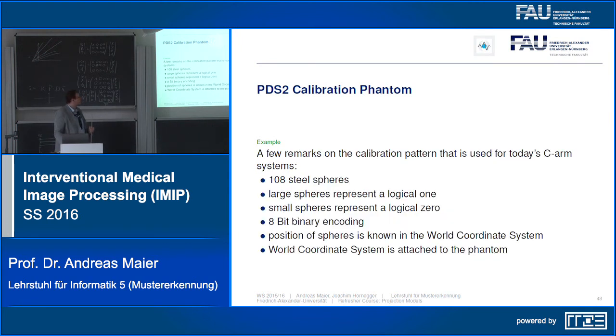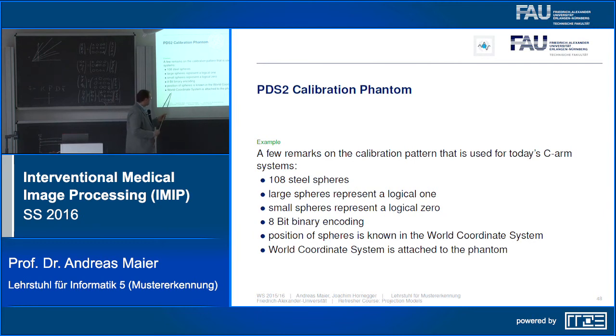So this is, again, the specs. We have large and small spheres that represent a 1 and a 0. And it's actually an 8-bit binary encoding, not a 7-bit encoding, sorry. If we do that, we can decode. We get the ID of each of the beads, and with that we get the world coordinate position. From the world coordinate position, we know the 3D points. From the projection, we know the 2D points. And we can go ahead and calibrate.